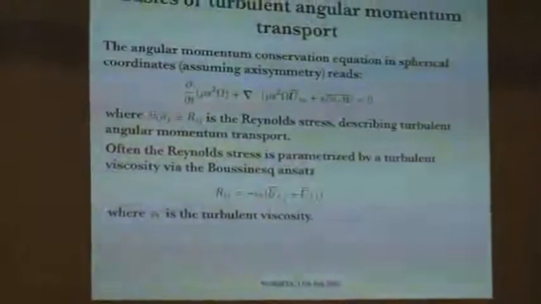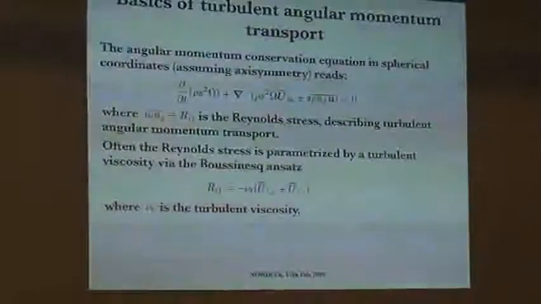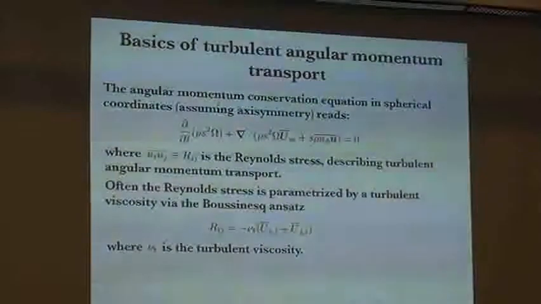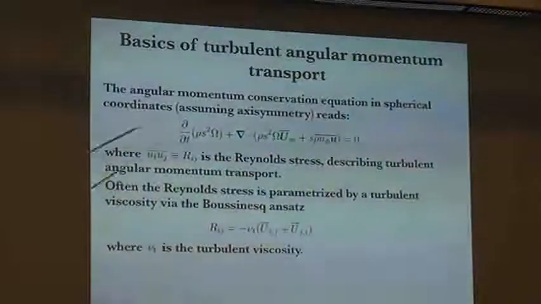So, just some very general considerations. First of all, if we consider a star, and we are in spherical coordinates, and for simplicity, we assume that we have an axisymmetric case. Then the angular momentum conservation equation is very simple, or it's deceivingly simple. You just have these three terms.